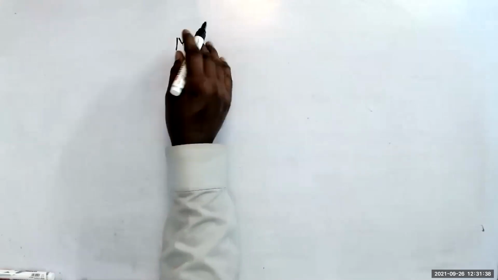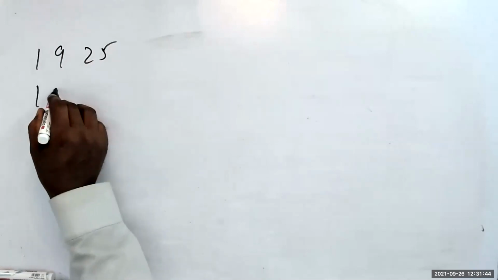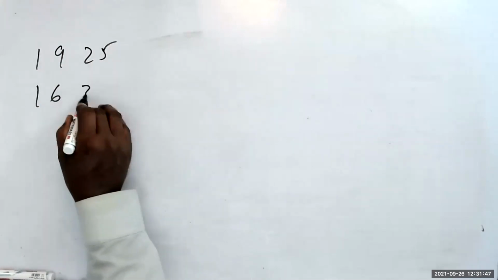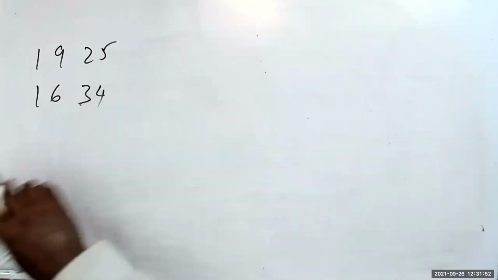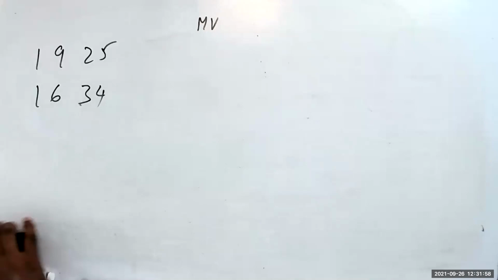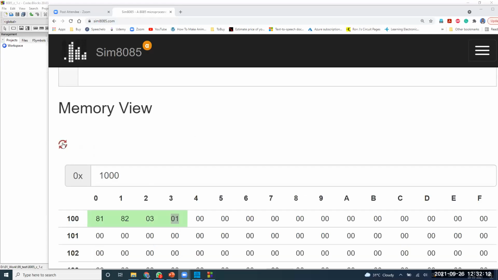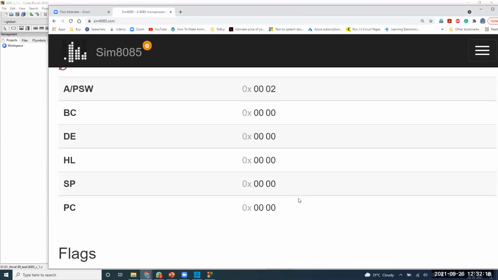Let's say I wanted to subtract 1, 9, 25, 1, 6, 14. Sorry, 34. I say move immediate. Let me write the program in this one. We have an assembler, so we'll write it there itself. I'll clear the memory. Then I clear the programs. All the flags are clear.